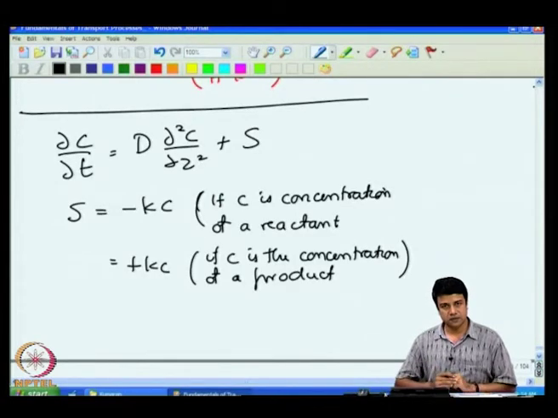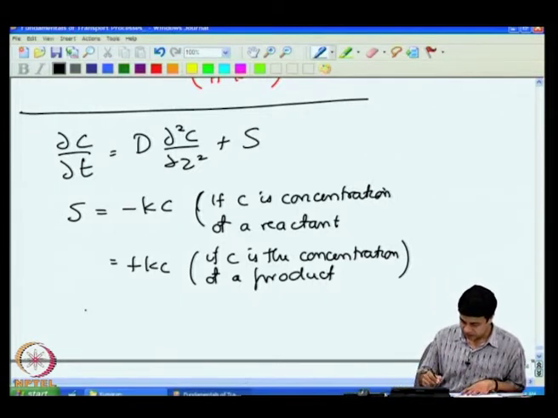If the reaction is second order, then it will go as C square. If it is an nth order reaction, it will go as C power n. The equation continues to be linear only if the reaction is first order. If the reaction is second order, the equation is no longer a linear equation. So, you have to have some special ways of solving the equation if it is a higher order reaction. However, if the reaction is first order, there is an easy way to solve it.